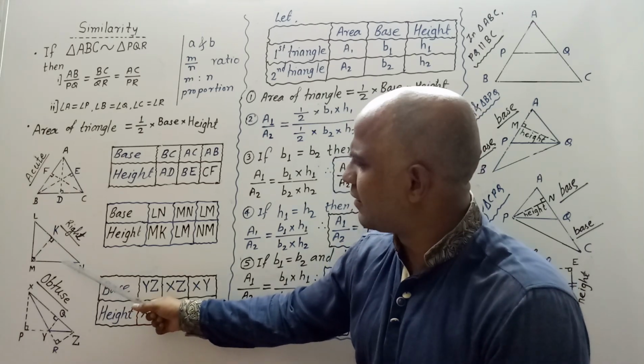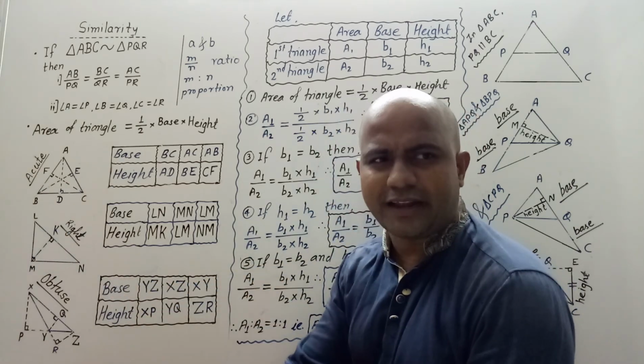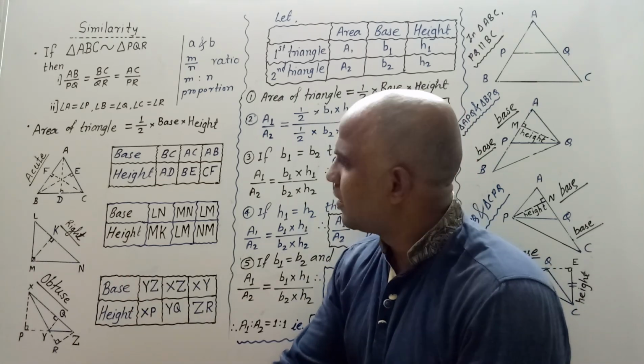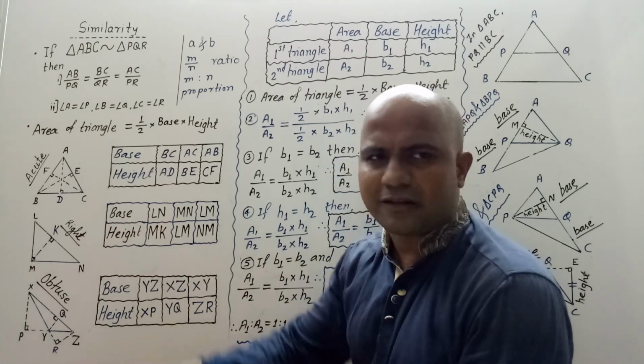Here in the right angle triangle, one angle is 90 degrees. Therefore, the remaining two angles are also less than 90 degrees. And here all three angles are less than 90 degrees.